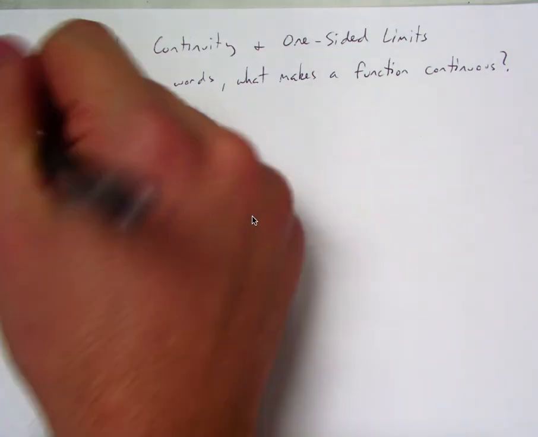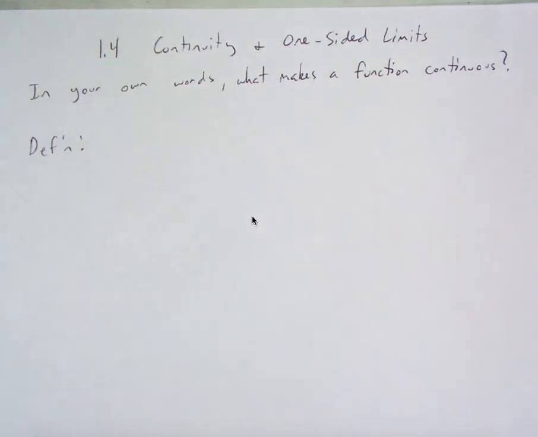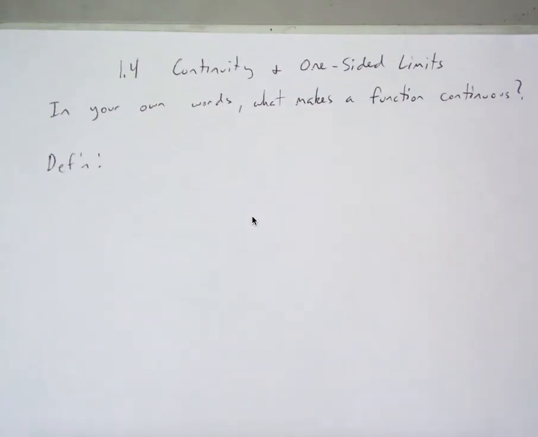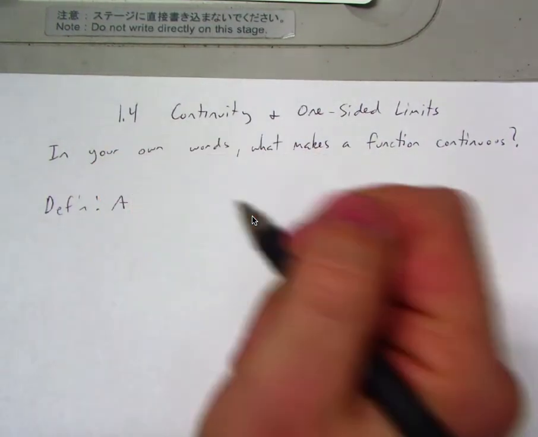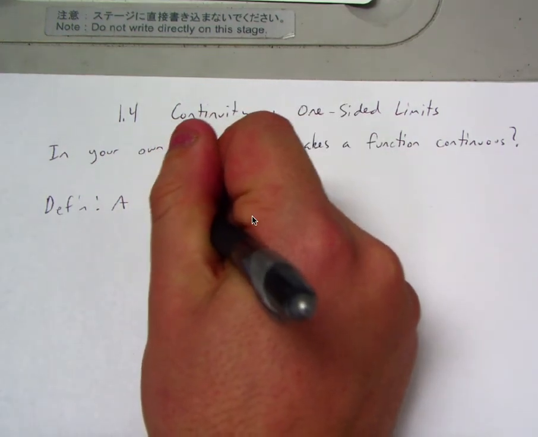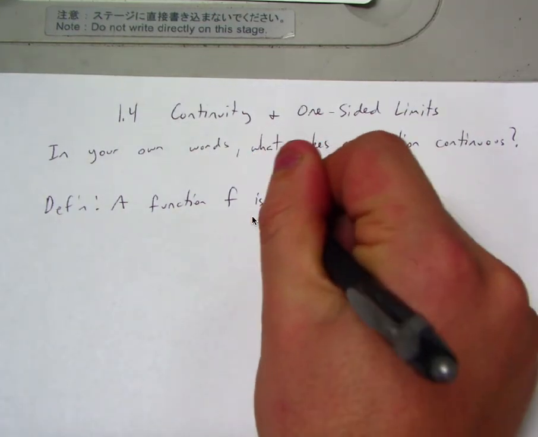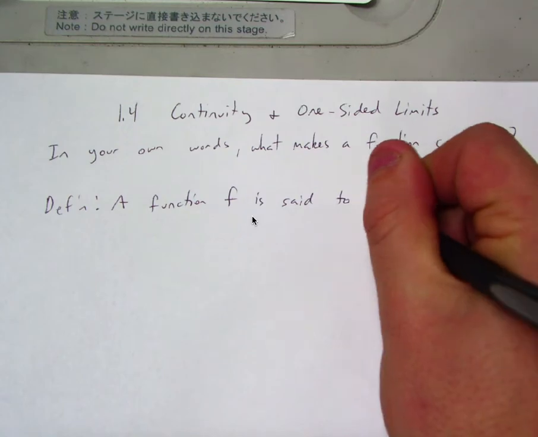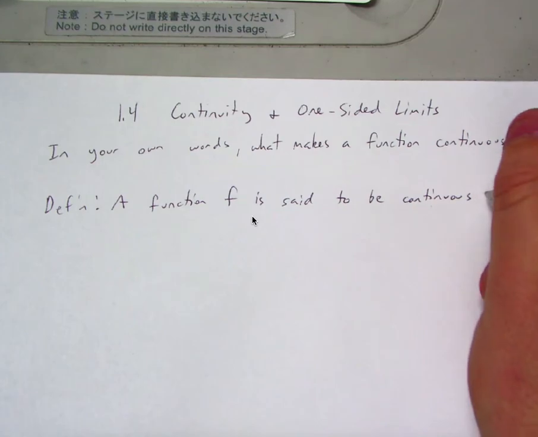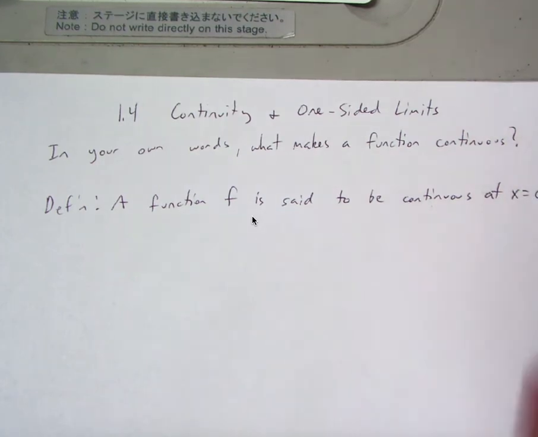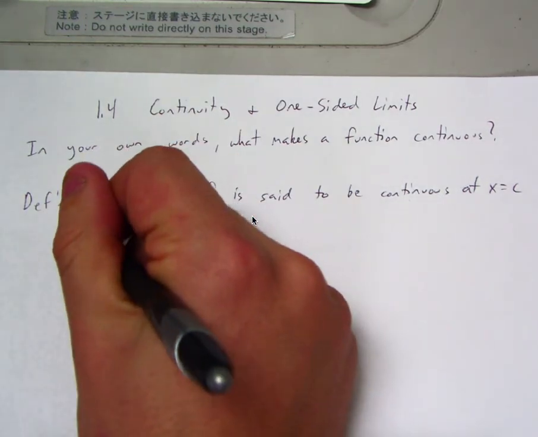So here's the definition for a function to be continuous. Definition. Try to be able to write so you can see while I'm writing. So a function f, we'll just name it f. A function f is said to be continuous at x equals c, so some point, if the following conditions are met.